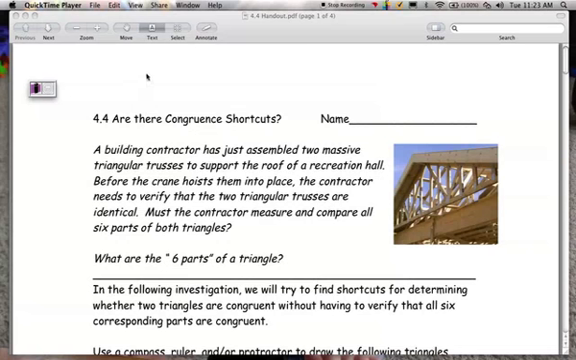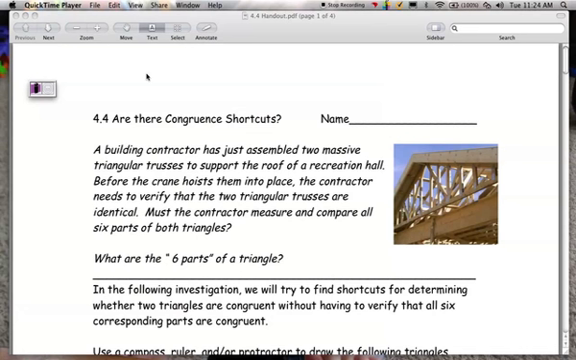The next couple of sections, we're going to try to look for shortcuts to prove that two triangles are congruent, or exactly the same. So remember, if triangles are congruent, all the corresponding angles are congruent and all the corresponding sides are congruent. And to try to prove actually 6 angles and 6 sides are the same might take a lot of time. So we're going to look for shortcuts.